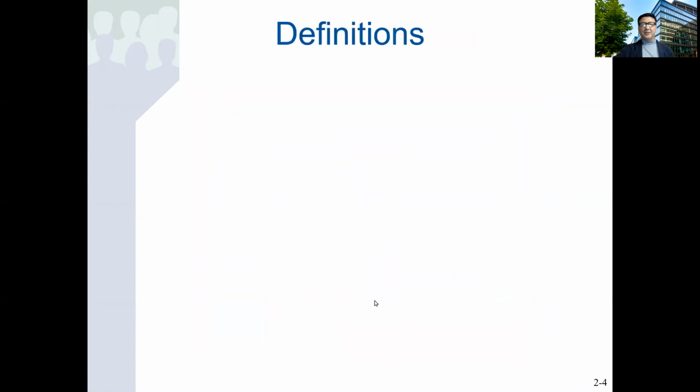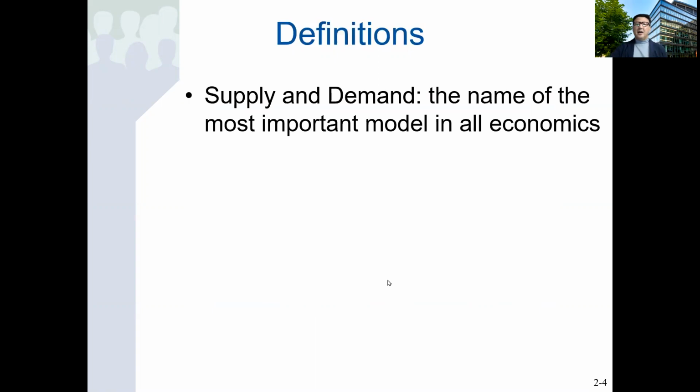Okay, so let's get down to the definitions. Supply and demand is the name of the most important model in all of economics. You probably have heard what supply and demand looks like, right? A lot of economists, and not only economists but most business writers and news writers, use the supply and demand model, and those terms are very common. But what we're going to do is look at a more detailed definition of what the supply and demand model is.